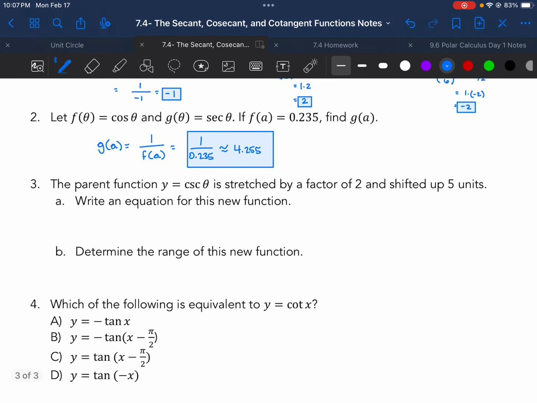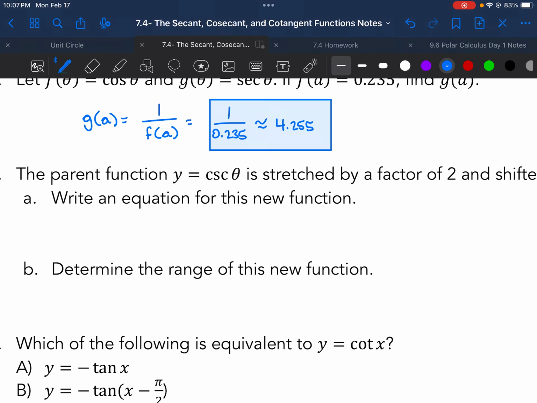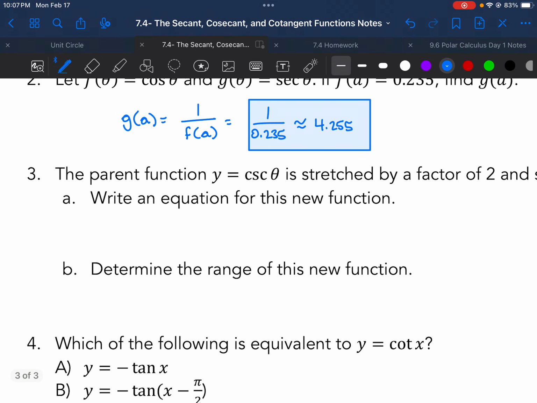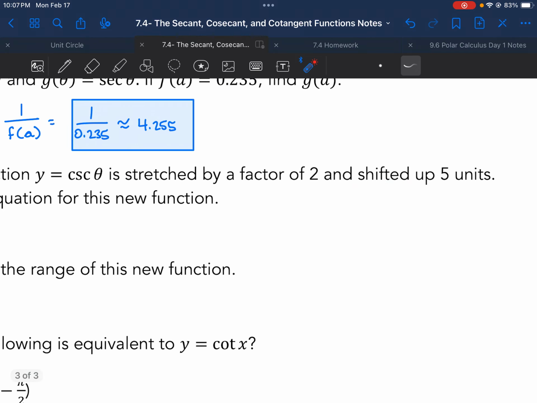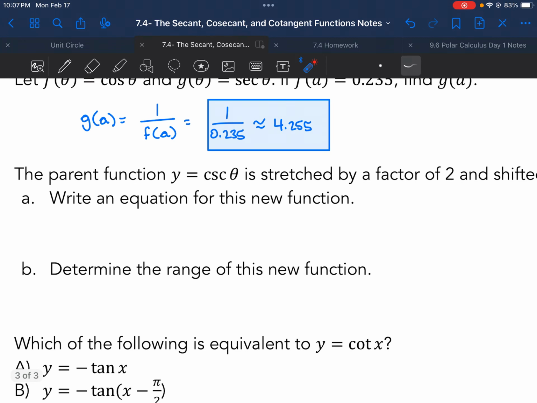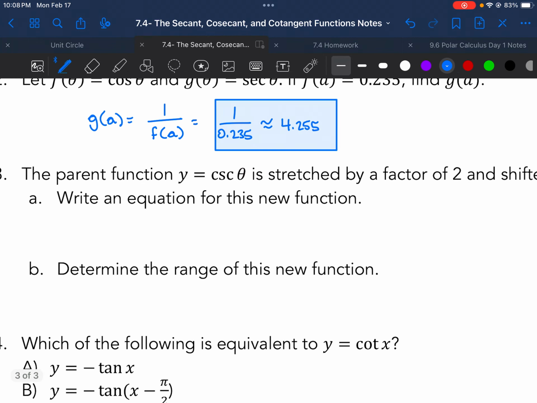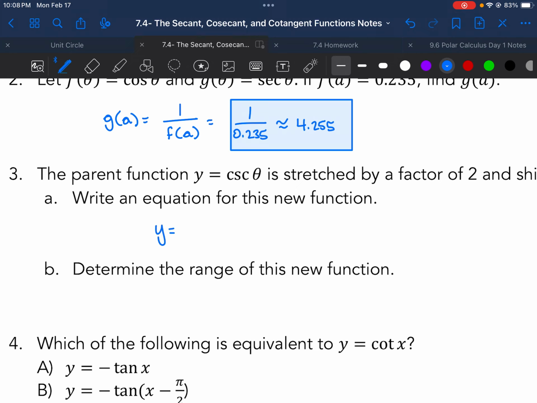All right. Number 3, the parent function y equals cosecant of theta is stretched by a factor of 2 and shifted up 5 units. Write an equation for this new function. So this is pretty simple. Stretched by a factor of 2, we know that means we're going to multiply a 2 to the front. Shifted up 5, vertical shift up, it means we're just going to add 5 on the end. So our new function would be 2 cosecant of theta plus 5. Very simple. Just apply the typical transformations.